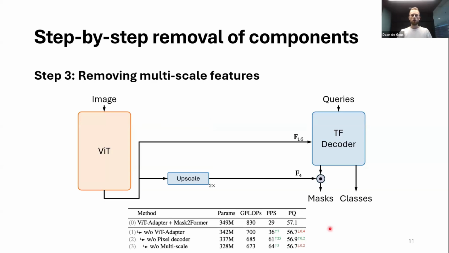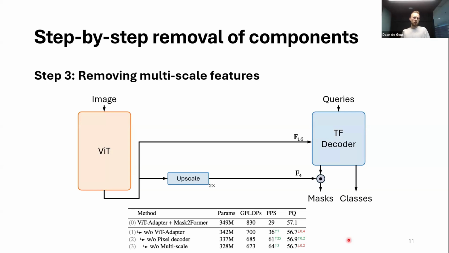Now, the next thing that we do, we also get rid of some of these multi-scale features because we figured they're just down and upscaled versions of itself. They don't really add much new information. And we only keep the upscaled features for the high resolution features that we need for the mask calculation. By doing that, we also get a small efficiency boost and basically no impact on the panoptic quality whatsoever.